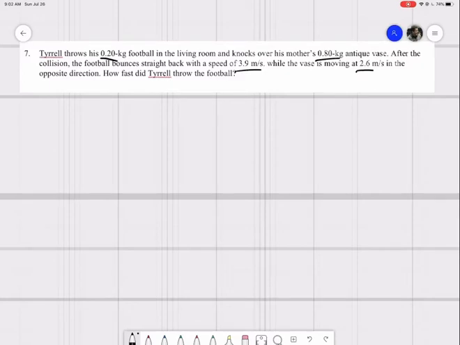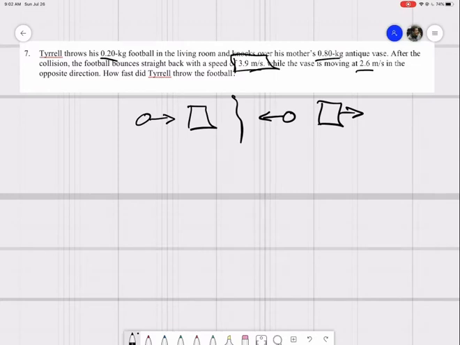Let's draw a picture. So here is the football. Here is the vase. The vase is sitting still. After the fact, the football is going to be going this direction. The vase is going to be going that direction. Okay? So we know masses. The velocity here, the 3.9 meters per second, is this velocity. Okay? And the velocity here was 2.6 meters per second.